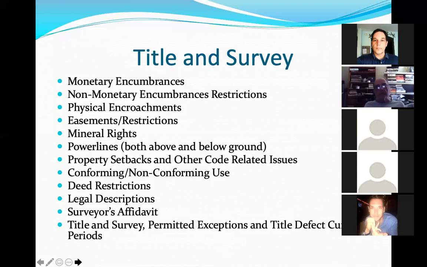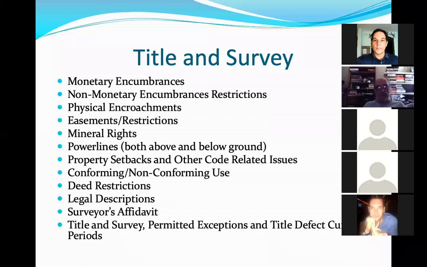It could be access issues. On the survey, you want your surveyor to plot any physical encroachments. Like, for example, if the driveway encroaches on an existing utility easement or a roadway or a sidewalk, you want to see other restrictions of record. Oftentimes there could be use restrictions. If you are buying a property in a shopping center with a shared driveway, there's going to be access use and business use restrictions. And that's also important when you're evaluating the property, because if you have a retail or shopping center, there may be prohibitions on certain uses or certain tenants that you have on the property. You also want to see any power lines, property setbacks, any code-related issues, conforming or non-conforming use.